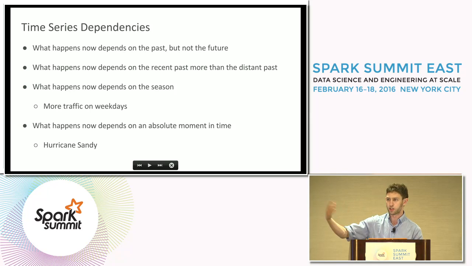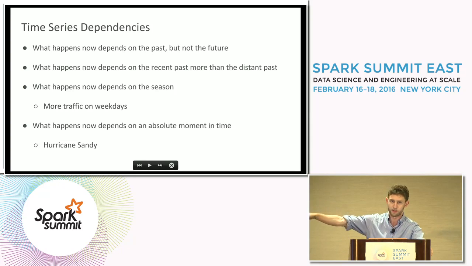The points actually occur in a sequence. Maybe the most important artifact of this is the fact that what happens now depends on the past, but not the future. Due to the way that time works, as long as we're not inside the plot of a movie like Primer or Back to the Future, what happens now depends only on the past, and nothing in the future can affect that.